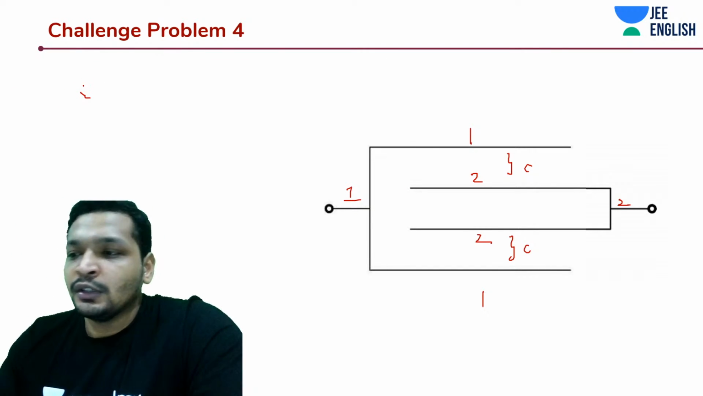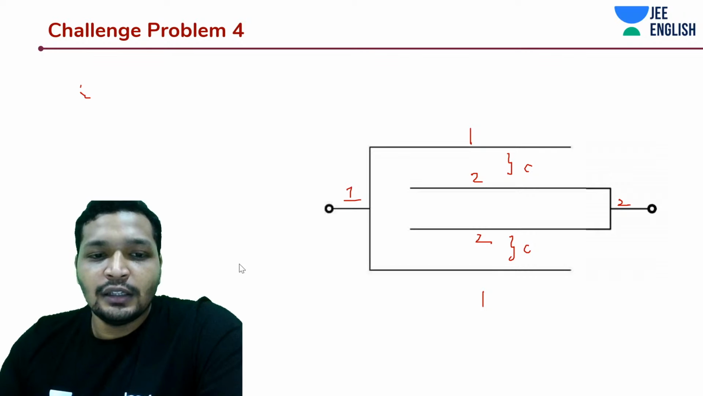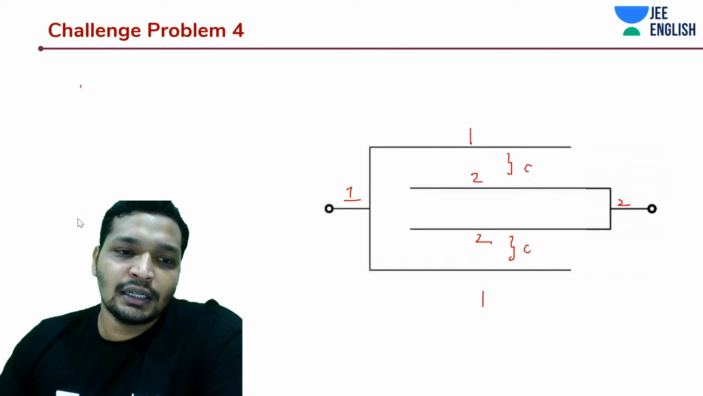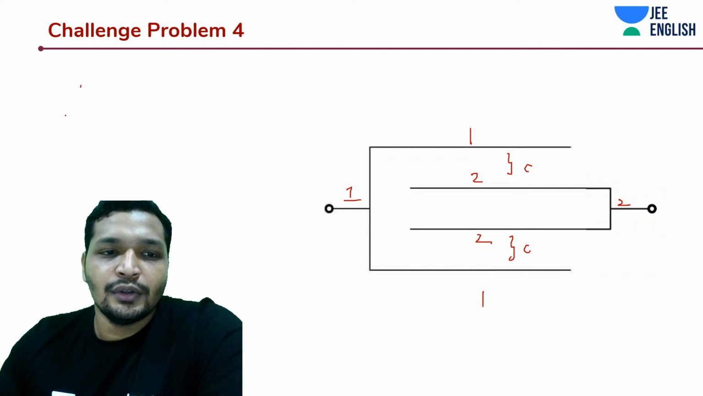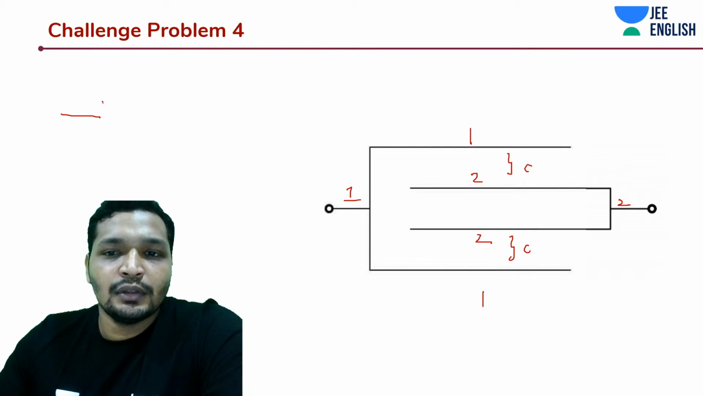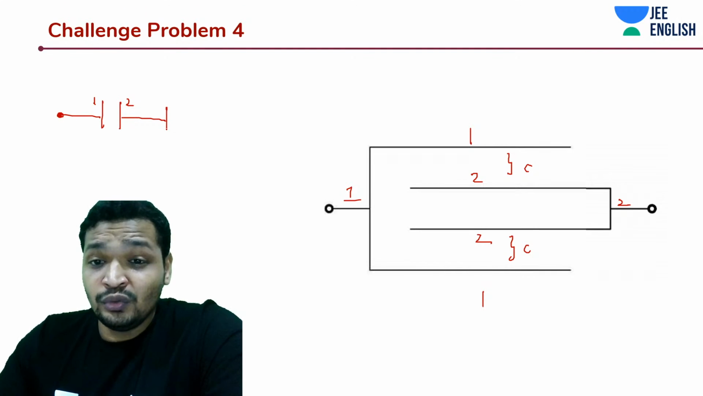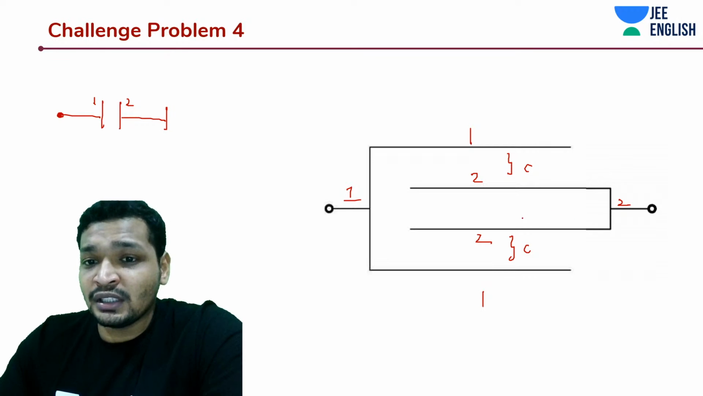So generally, draw the diagram. Problems like this, draw the equivalent capacitor circuit. That's all you have to do. You will draw the diagram. This is 1 and this is 2. Okay, and again you have a 2. 2 is connected to 2. Is that what is happening? 2 is connected to 2.